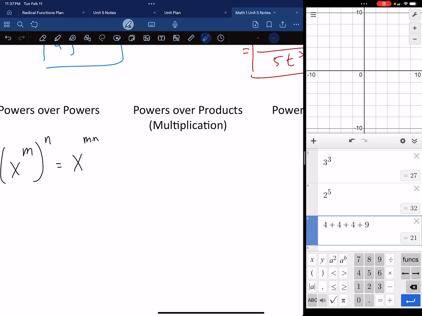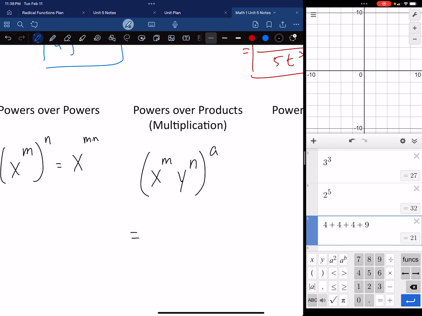The next rule is anytime you have multiplication. So say I have x to the m, y to the n, and I'm going to raise all of it to the a. All we're going to do is just distribute, right? So it's going to be x to the m times a, y to the n times a. That a is going to go to both the m and the n.